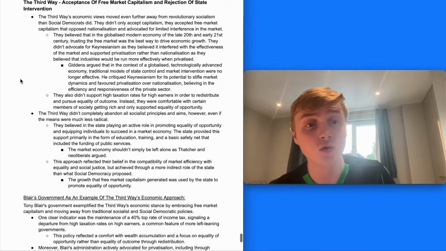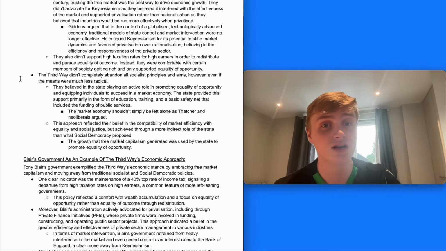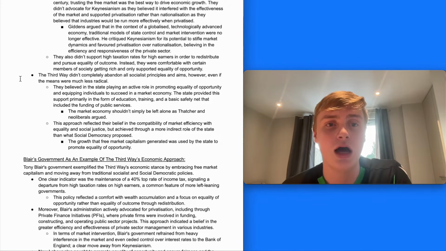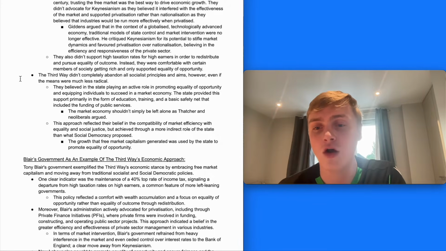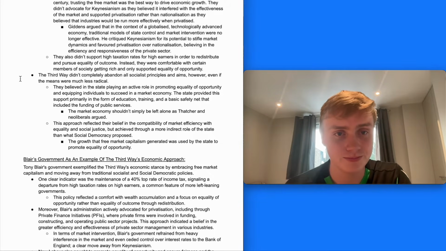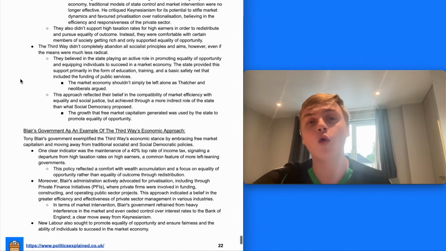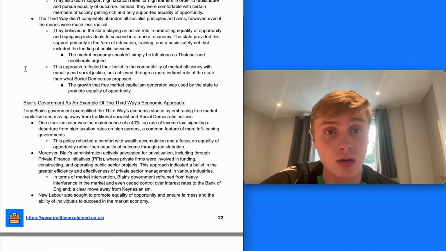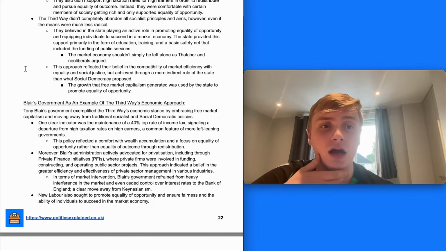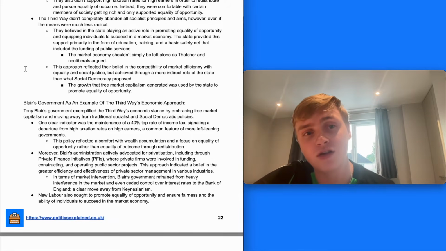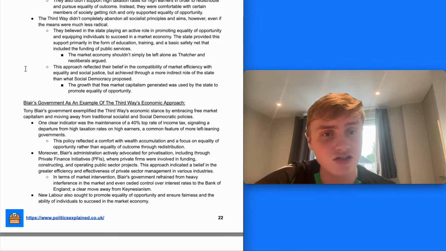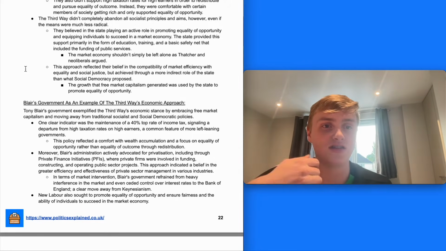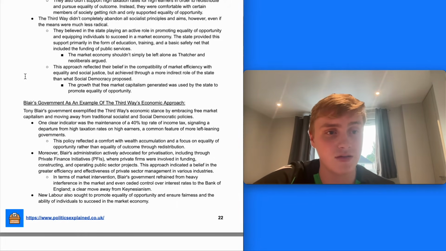And they also didn't support high taxation rates for earners in order to redistribute and pursue equality of outcome. Instead, they're comfortable with certain members of society getting rich and only support equality of opportunity. It didn't completely abandon all socialist principles and aims, however, even if the means were much less radical. So they do believe that the state should step in to support equality of opportunity, for example, through education, and providing some level of basic safety net so that people can succeed in the free market economy.